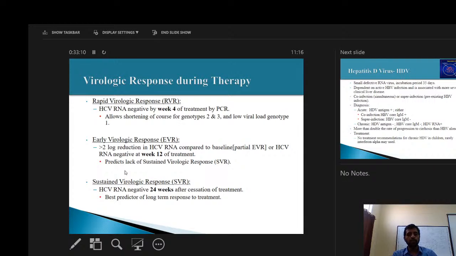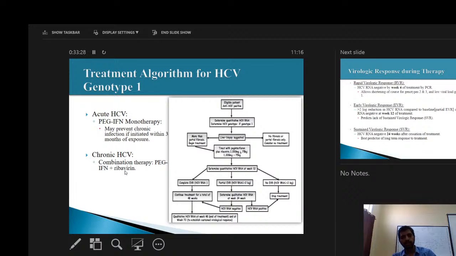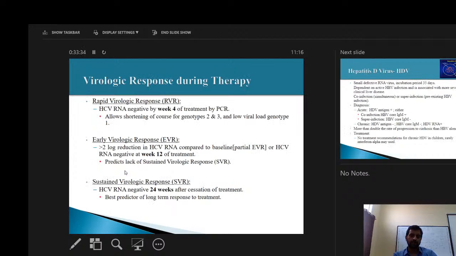So what are the drugs you use? Pegylated interferon, NS5A inhibitors, NS5B inhibitors. Examples are sofosbuvir, ledipasvir, velpatasvir. There is a long chain of drugs, a huge list of drugs. You need not remember at undergraduate level. You just need to know the different classes of drugs. Ribavirin is a nucleoside inhibitor. The other drugs are protease inhibitors. Okay, so that is about HCV.